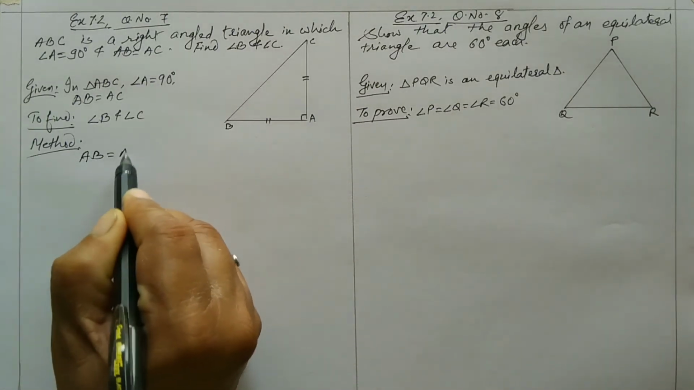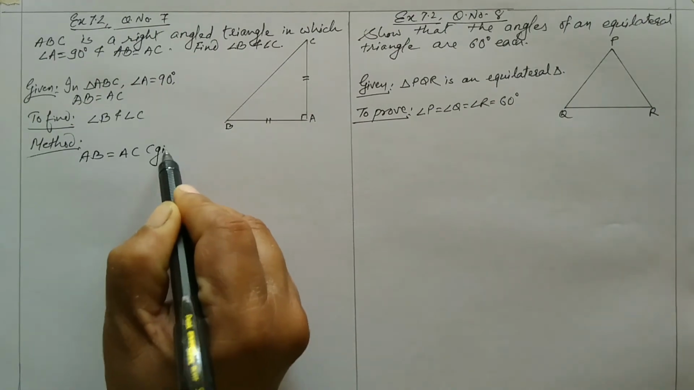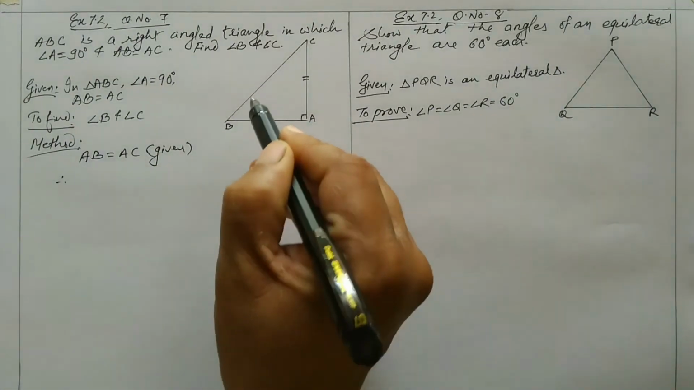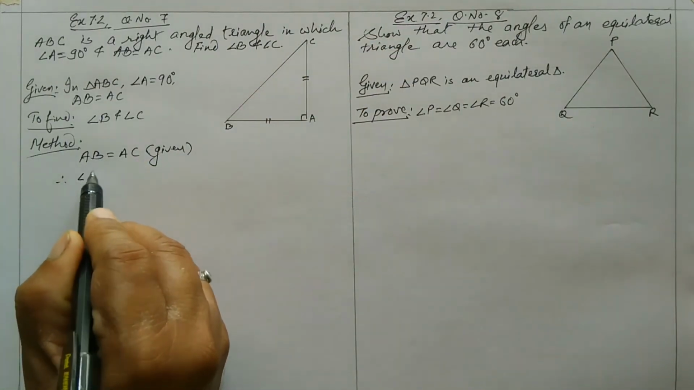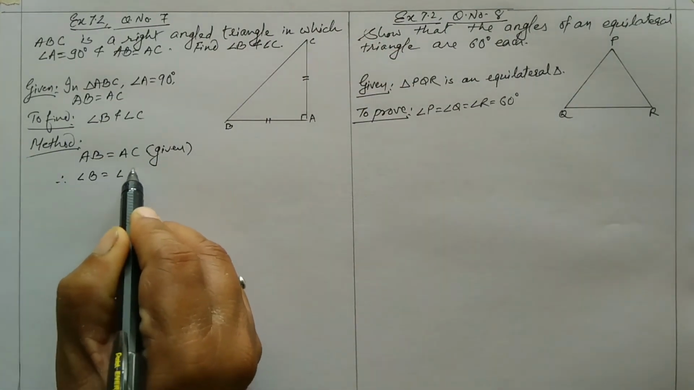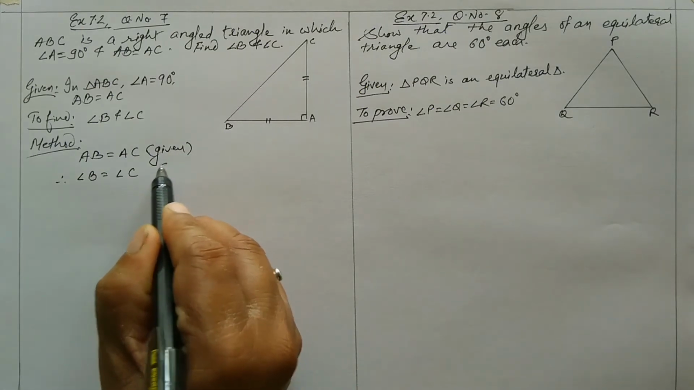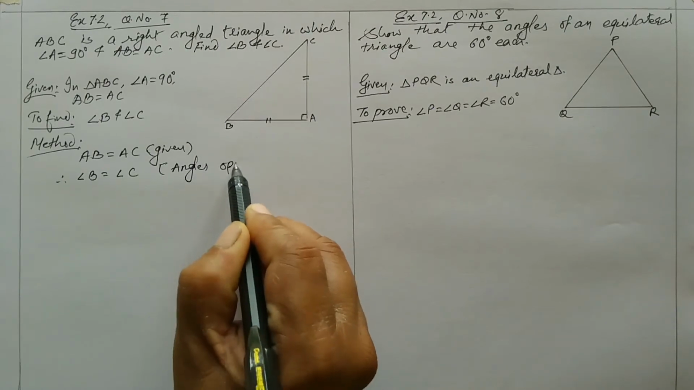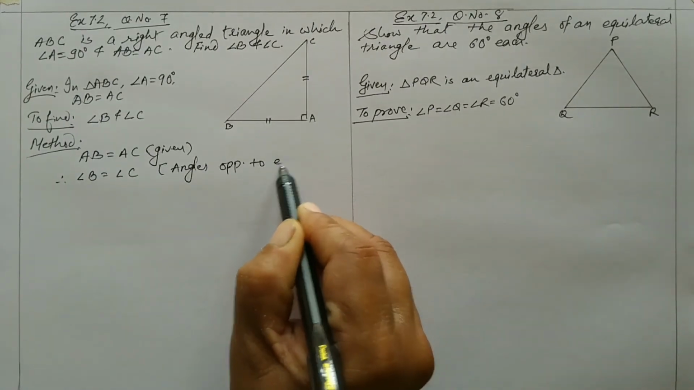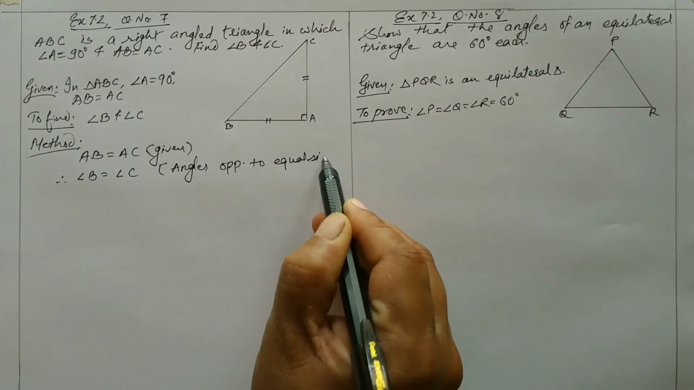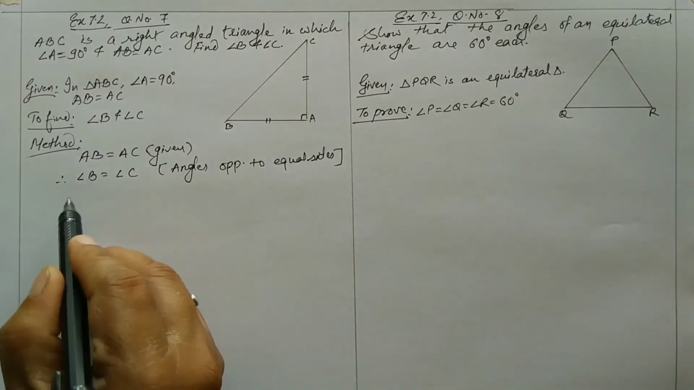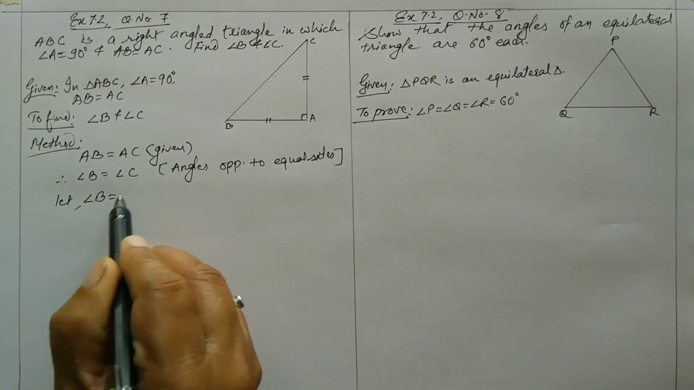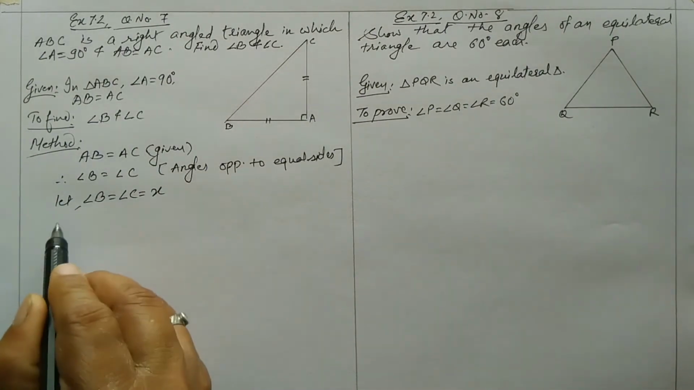AB is equal to AC, this is given to us. Okay, this is given, therefore angle B is equal to angle C. Angle B is equal to angle C. Okay, reason angles opposite to equal sides are always equal. Okay, let angle B is equal to C is equal to X.